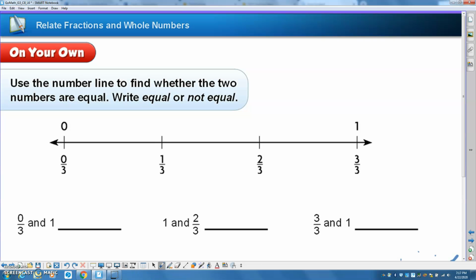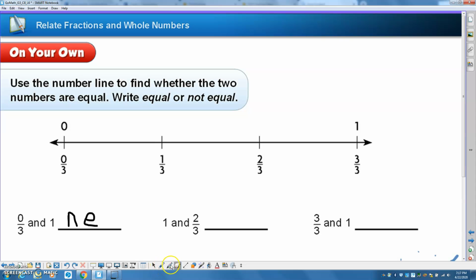So let's look. Is 0/3 equal to 1? So if we put our point at 0/3, does it share the same point as 1 whole? Nope, it does not. So our answer here is not equal. And I'm just going to put NE. Save some time here. That means not equal. And let's go over to the next one. So I'm going to clear. Get rid of this guy. Get rid of this guy. And we're going to start again.